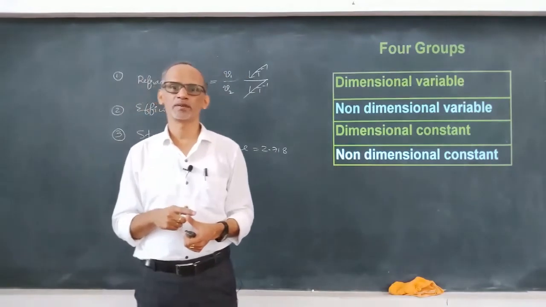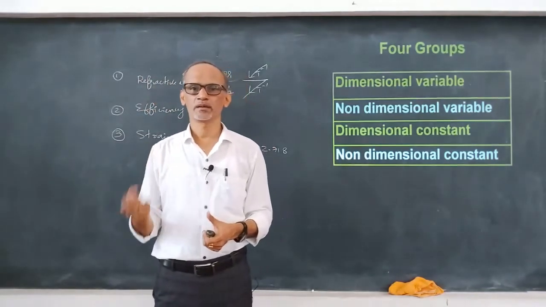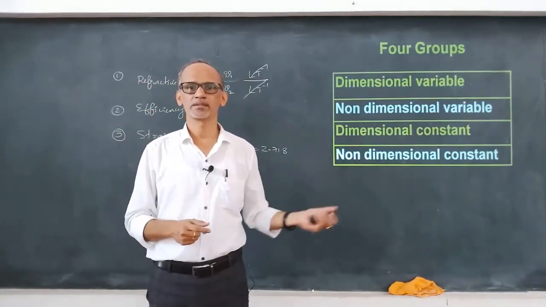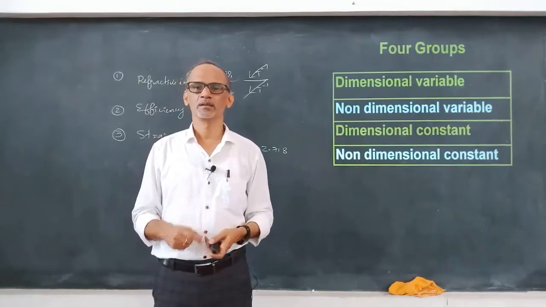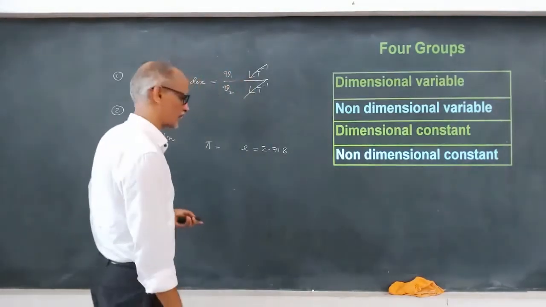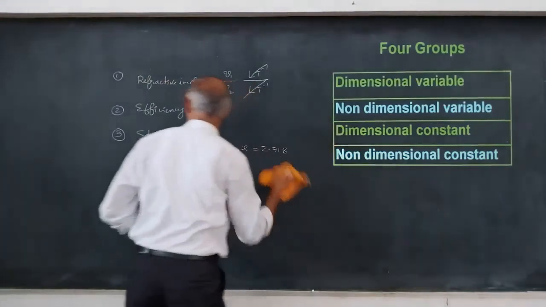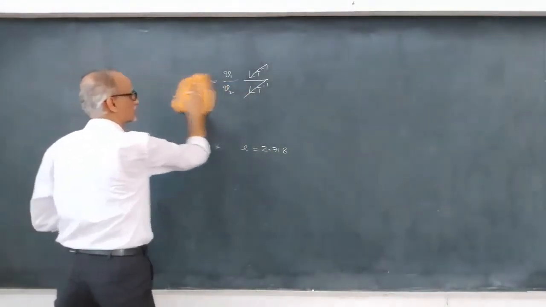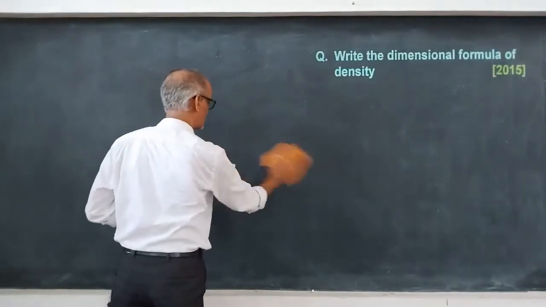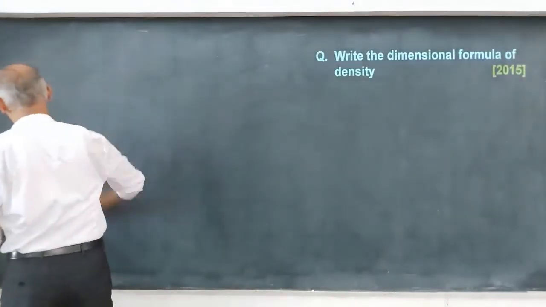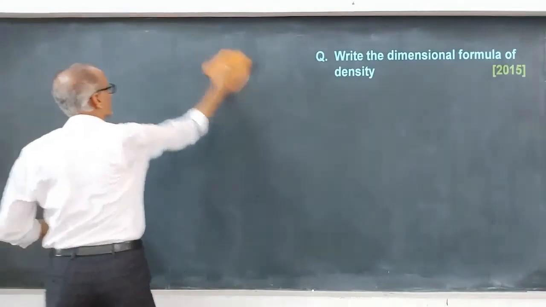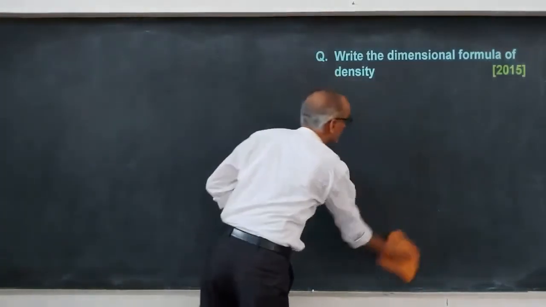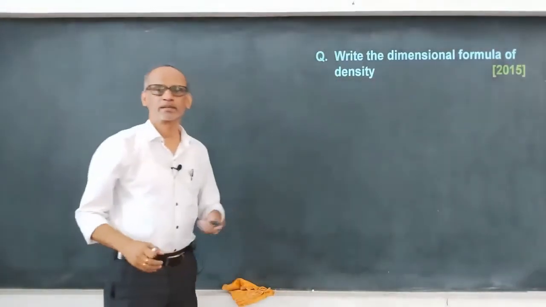Constants having a dimensional formula are called dimensional constants, and constants without a dimensional formula are called non-dimensional constants. I have given examples for all four. Now let's go through the questions that have appeared in the examination, from this particular chapter so far.